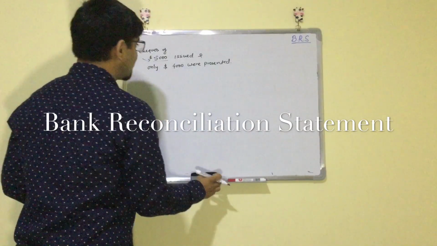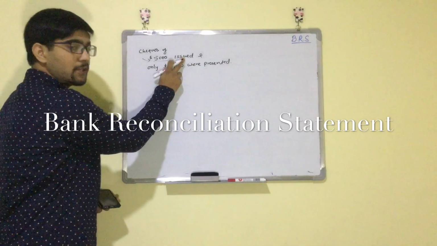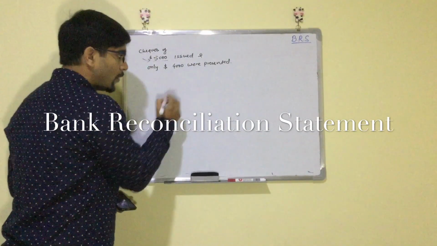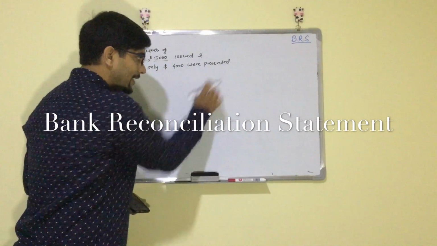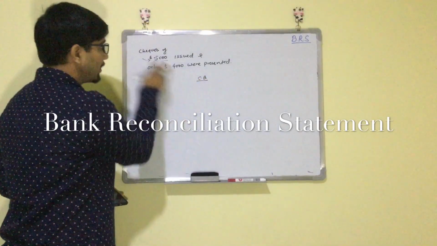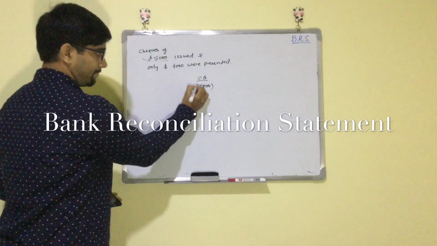So what has happened in this adjustment? If a check of $5,000 is issued, then immediately the organization will reduce the bank balance in its cash book. So what will happen in cash book? In cash book, the balance will be reduced by $5,000.